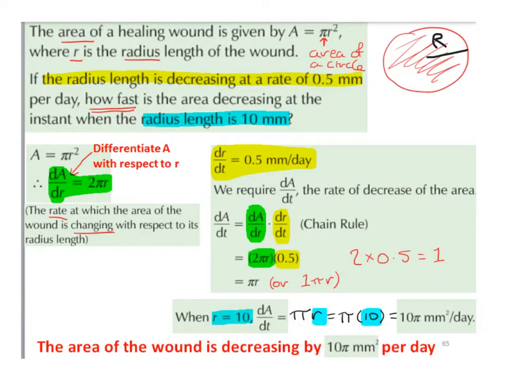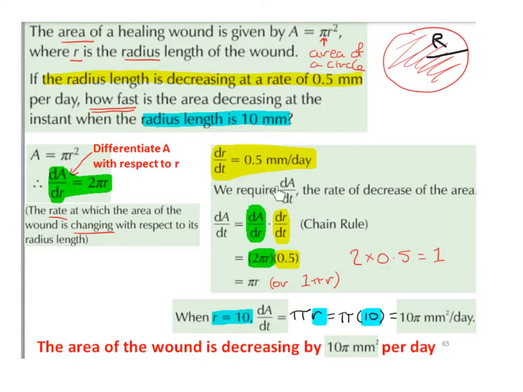So we were asked specifically, how fast is the area decreasing, so getting smaller, at the instant when the radius length is 10 millimeters? And we know that the radius length is decreasing at a rate of 0.5 millimeters per day. So the radius is getting smaller by 0.5 millimeters every day. So that means dr/dt, the rate of change of the radius with respect to time, is equal to 0.5 millimeters per day. So we differentiate r with respect to t, that's usually what this means. In terms of this question, we say the rate of change of r with respect to time t.